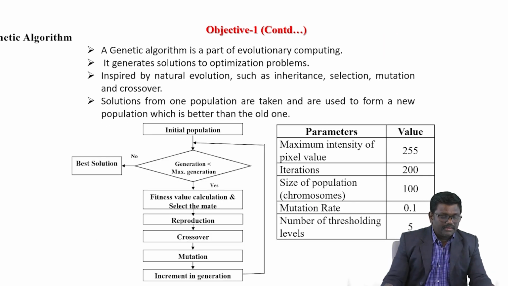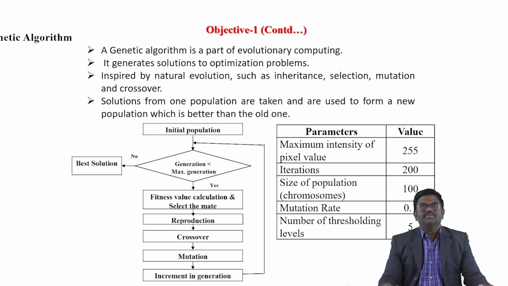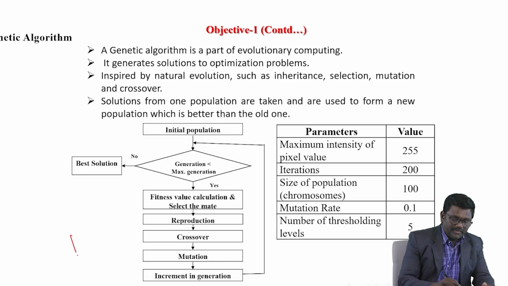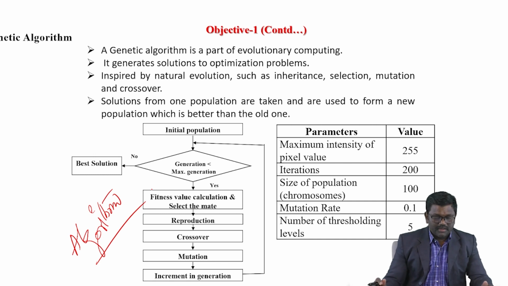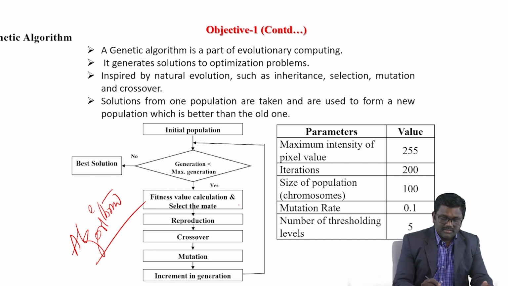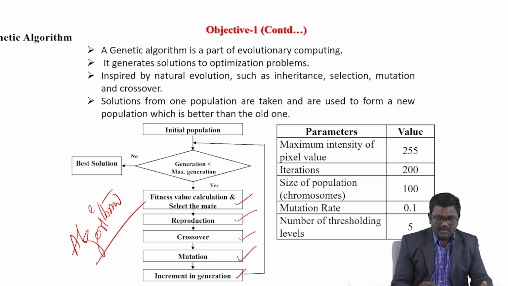That is, optimization is nothing but maximizing your value. And coming to the genetic algorithm, especially how binary image processing will be processed, here we can understand from this algorithm. What is this algorithm proposed? It is fitness value calculations, reproduction, crossover, mutation and increment in the generation. If your output is good, then you can continue based on your required values achievement.